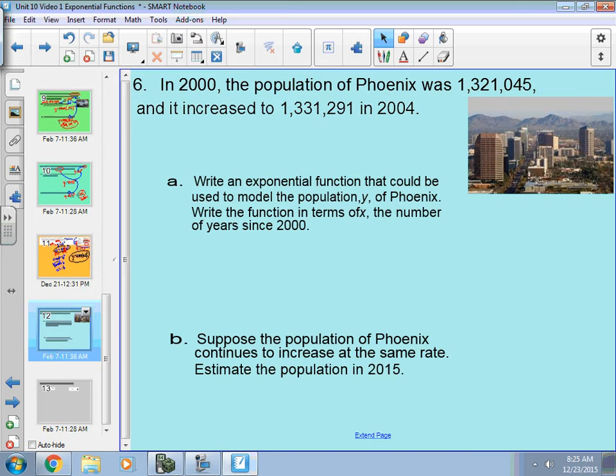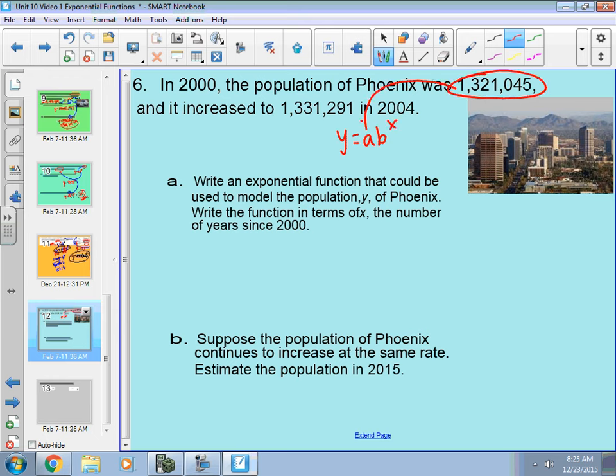Let's do another one of those. In number 6, it says in 2000 the population of Phoenix was 1,321,045 people, and it increased to this value in 2004. Write an exponential function that shows this. So again, we want to fill in y equals a b to the x. See what we get. Starting value, there's a. We know an ending value, that's y.